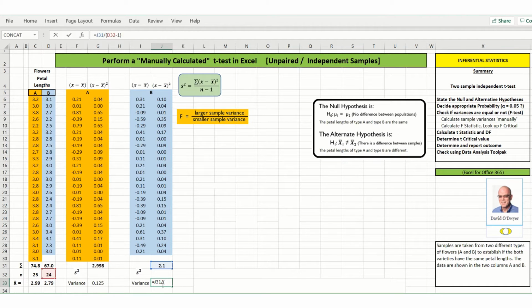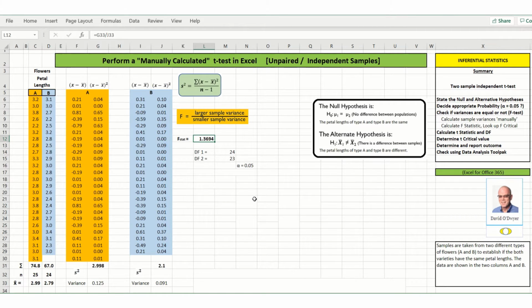So we've got both variances now along our bottom row, and we can go on to calculate the F statistic. Our F statistic is given by this formula, the larger sample variance over the smaller sample variance. In our case that's 0.125 over 0.091, which gives a value of 1.3694. Our degrees of freedom are 1 less than the number in each sample, so 25 minus 1, 24, and 24 minus 1 gives 23.